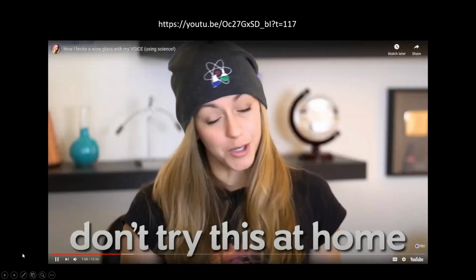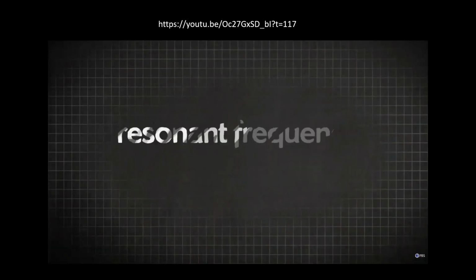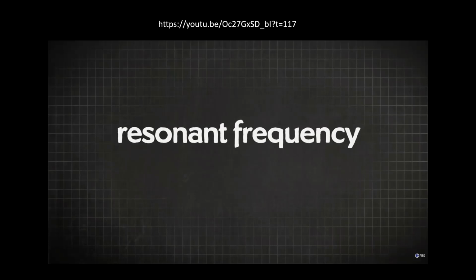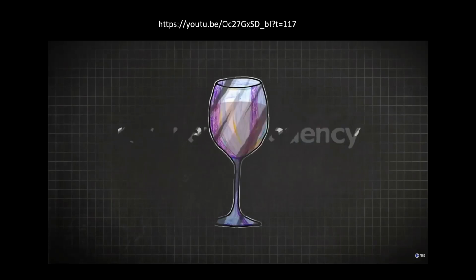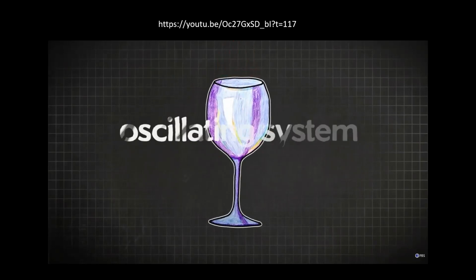Safety goggles, and don't try this at home. The reason this is so challenging is that the note that you have to hold has to be the glass's exact resonant frequency. We'll get to resonant frequency, but first we need to think of the glass not as something that you drink out of, but as an oscillating system.